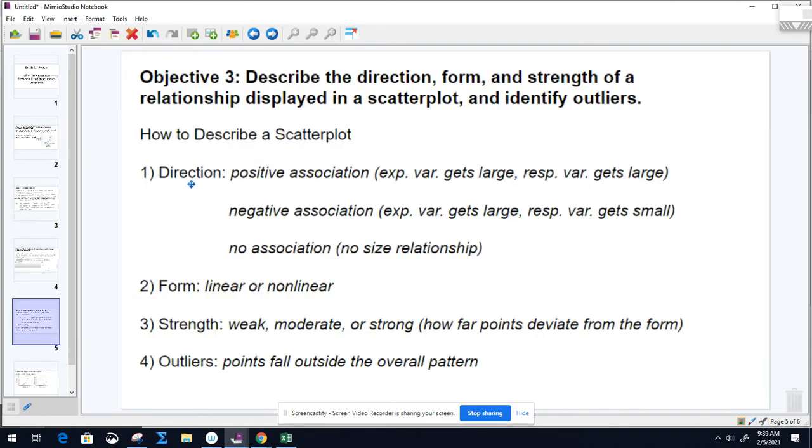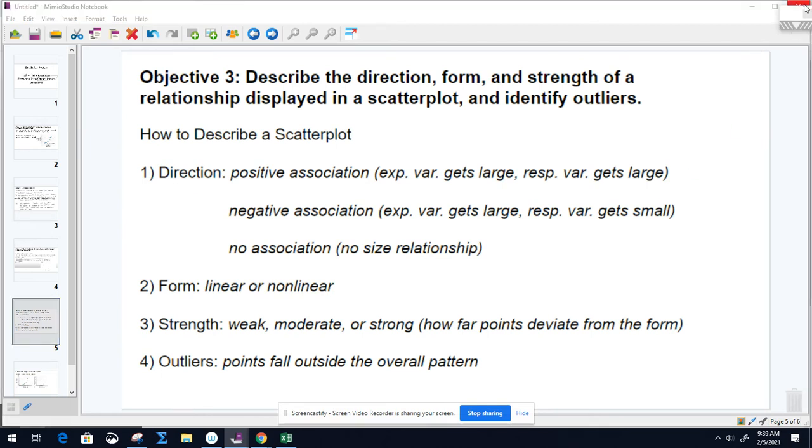Objective 3. This is really important right here. You need to write these 4 things down. Anytime that I ask you to describe the direction, form, and strength of a relationship displayed and any outliers, these are what I'm asking you to do. So, how to describe a scatter plot. I'm going to specifically look for, do you give me the direction?